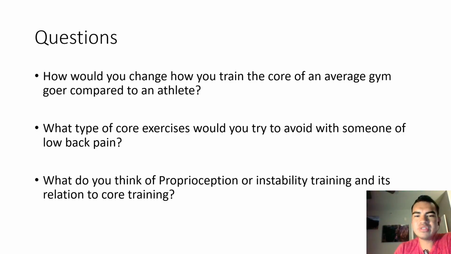So yeah, questions. How would you change how you train the core of an average gym goer compared to an athlete? What are different exercises you would use? What are different ranges you would use? What is your purpose for each one? What type of core exercises would you try to avoid with someone that has lower back pain? And what do you think of proprioception training or instability training in general? Have you ever done it? Do you like it? Do you think it's mandatory or essential? And what is its relationship with core training? Do you think that it does have a relationship with core training?